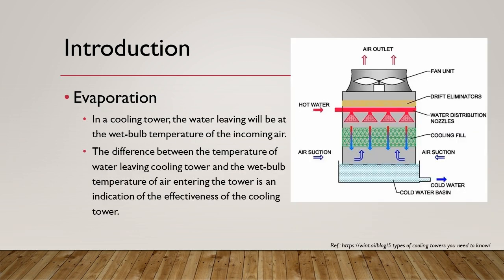In a cooling tower of infinite size and with an adequate airflow rate, the water leaving will be at the wet bulb temperature of the incoming air. For this reason, the difference between the temperature of the water leaving a cooling tower and the wet bulb temperature of the air entering the tower is an indication of the effectiveness of the cooling tower.